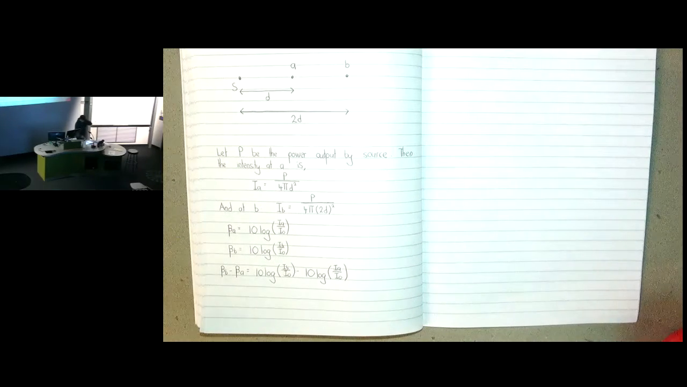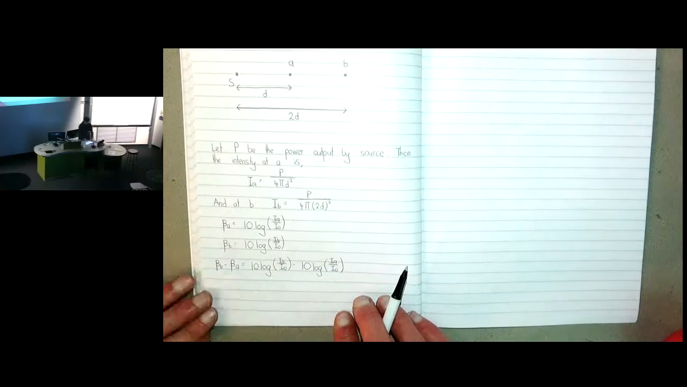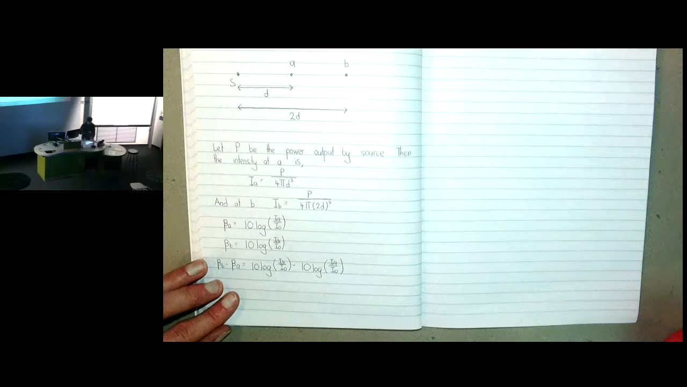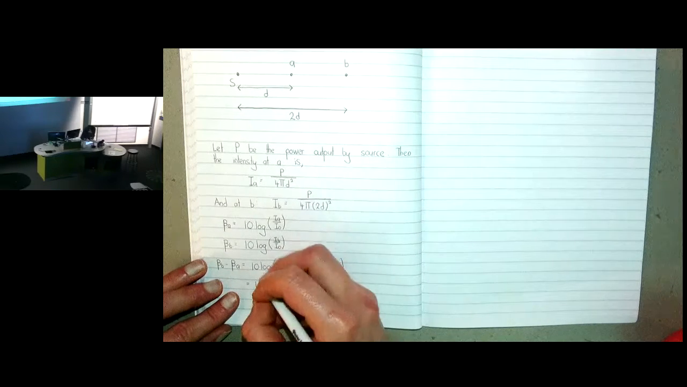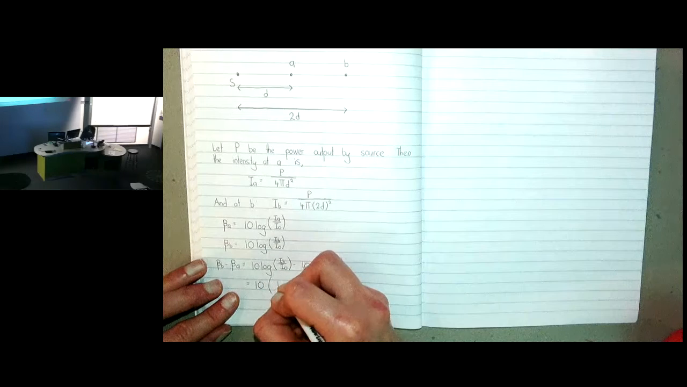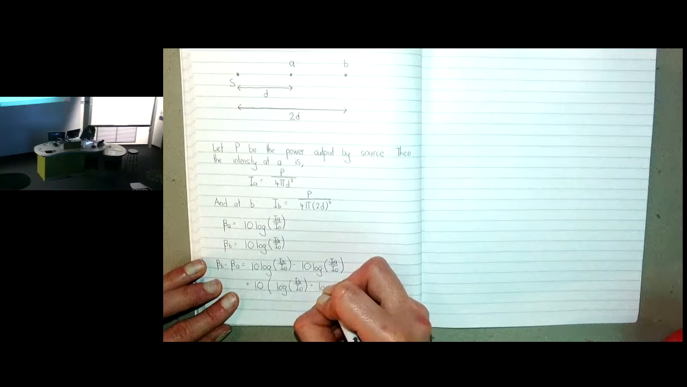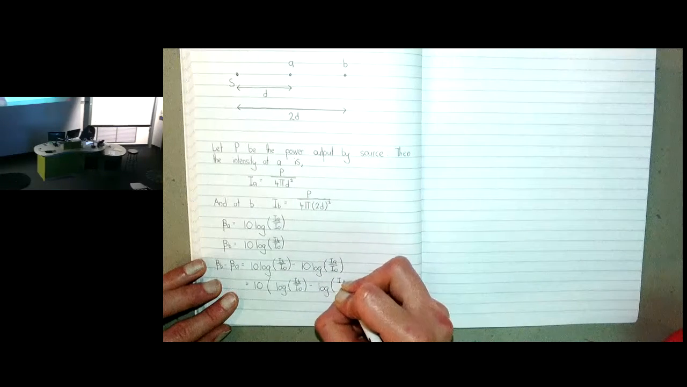Now this looks a bit messy. I think I would like to simplify this a little bit. So as usual, when I have this difference of 10 times log things, I'm going to factorize out the factor of 10. So this is going to be 10 times log IB divided by I0 minus log IA on I0.